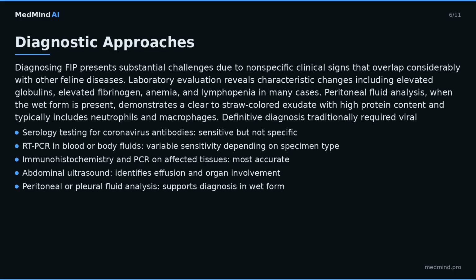Key points: serology testing for coronavirus antibodies, sensitive but not specific. RT-PCR in blood or body fluids, variable sensitivity depending on specimen type. Immunohistochemistry and PCR on affected tissues, most accurate. Abdominal ultrasound, identifies effusion and organ involvement.